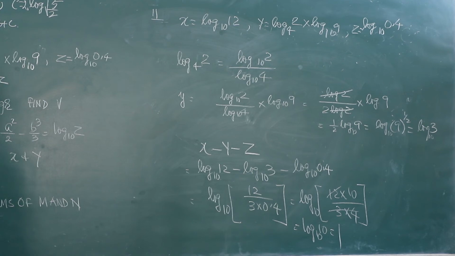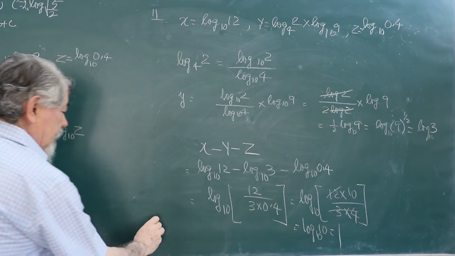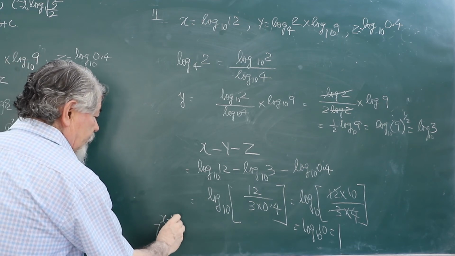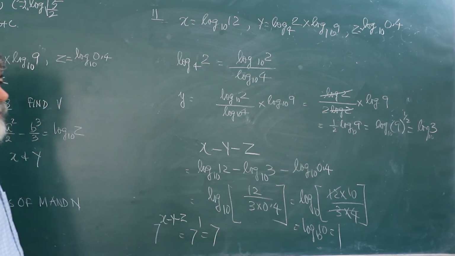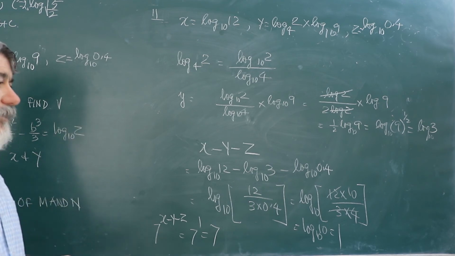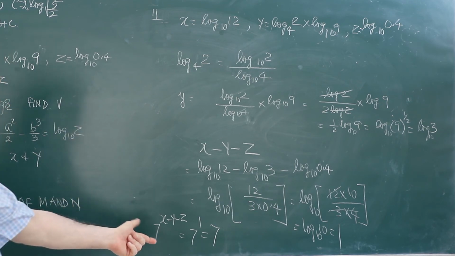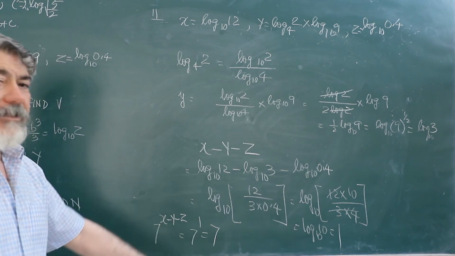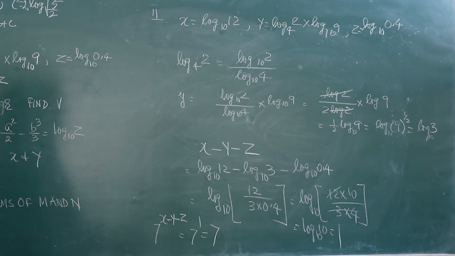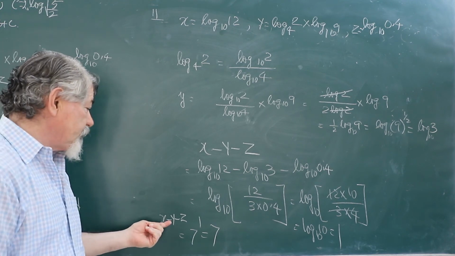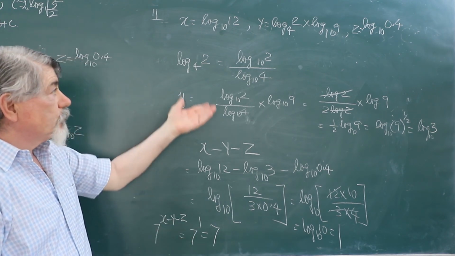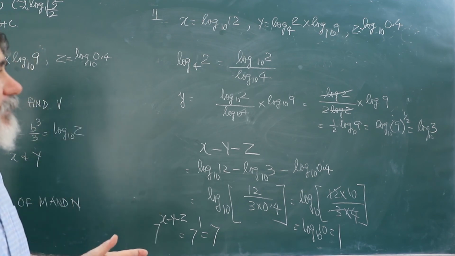The value of x minus y minus z comes out to be 1. Now he wants you to calculate the value of 7 to the power x minus y minus z. That will be 7 to the power 1, which is 7. Like in the earlier case, any number raised to the power 0 was 1. In the previous question, a plus b plus c was coming as 0. Here x minus y minus z is coming as 1. So the value changes a little, but the method remains the same.